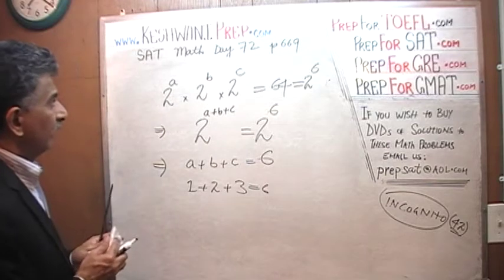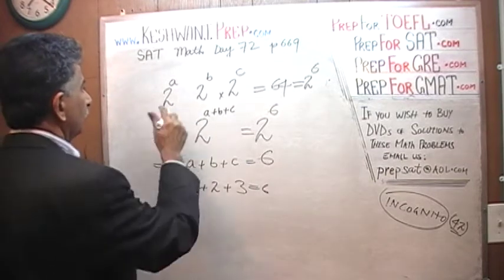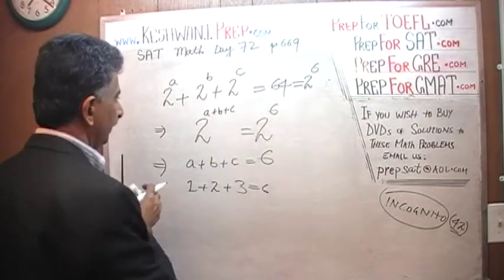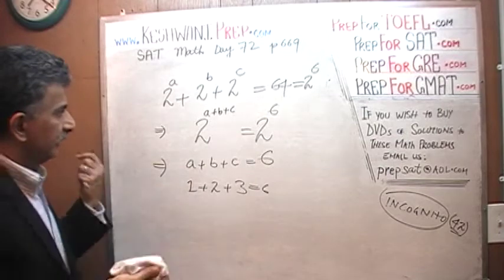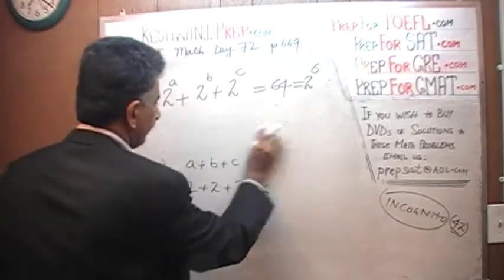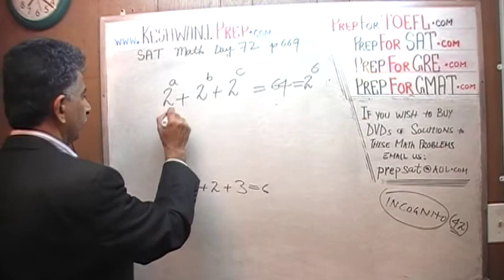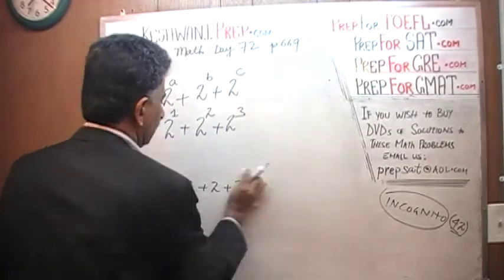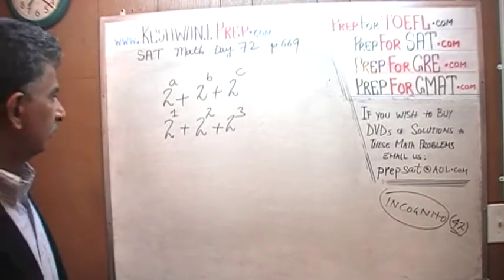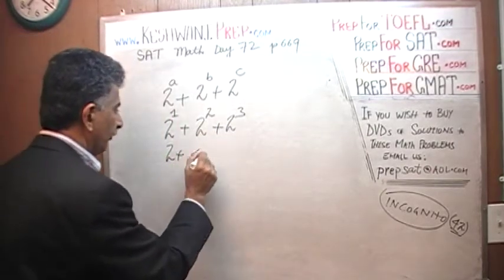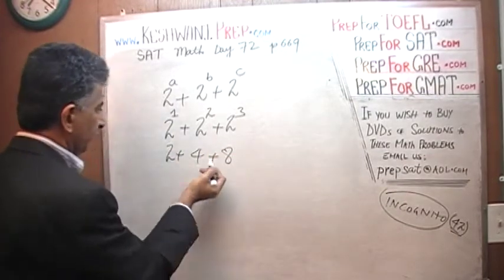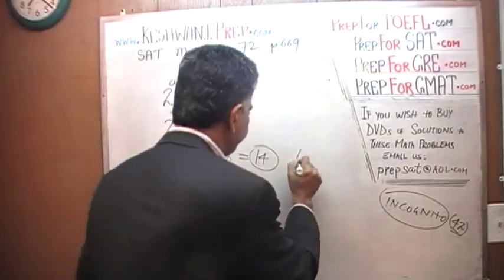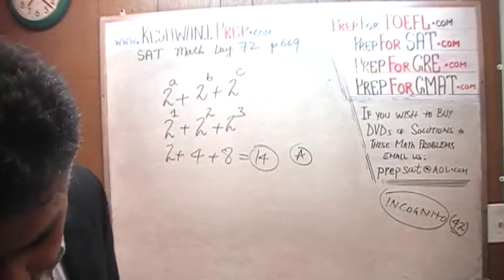What they're asking us is, how much is the value of 2 raised to a, plus 2 raised to b, plus 2 raised to c? We can figure it out. Just plug in 1, 2 and 3, that's all. So let's do it. 2 raised to 1, plus 2 raised to 2, plus 2 raised to 3 will give us the answer we're looking for. 2 raised to 1 is 2, 2 raised to 2 is 4, 2 raised to 3 is 8, 6 plus 8 is 14. Voila. 14 is our answer. Answer is A.